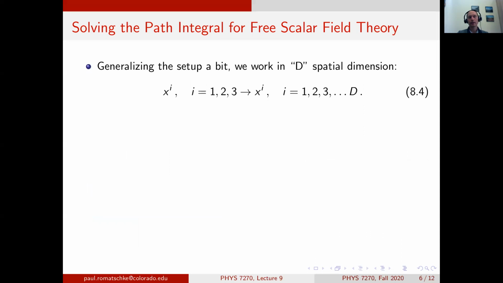It is actually convenient to generalize the setup just a little bit. So instead of considering coordinates x^i with i running over 1, 2, and 3, I will consider coordinates x^i where i runs 1, 2, 3, and so on and so forth up to D spatial dimensions. So I want to work in an arbitrary number of spatial dimensions, and I denote the number of spatial dimensions that I work in with capital D.